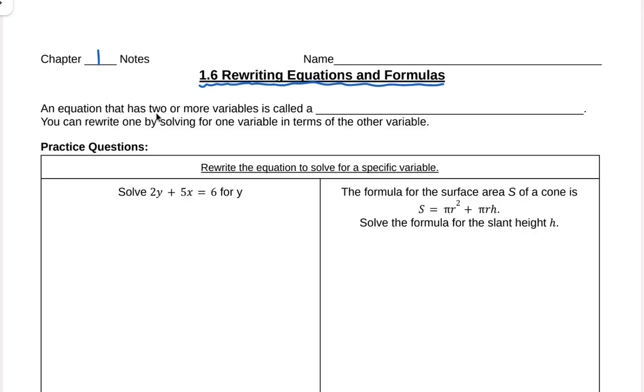An equation that has two or more variables is called a literal equation. All right, so far, guys, we have been working with equations and we've been solving equations where this is an example of an equation from 1.5 where we had variables on both sides of the equation, right? But these variables were the same, meaning both of these were an x, and we were able to solve for that one variable. So a literal equation means that there are two or more variables.